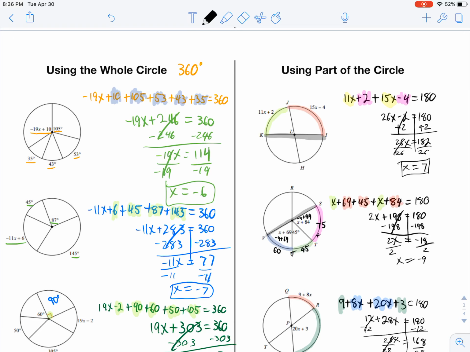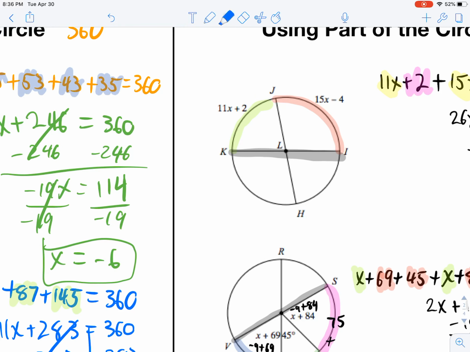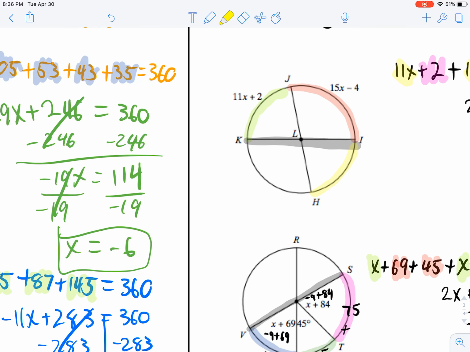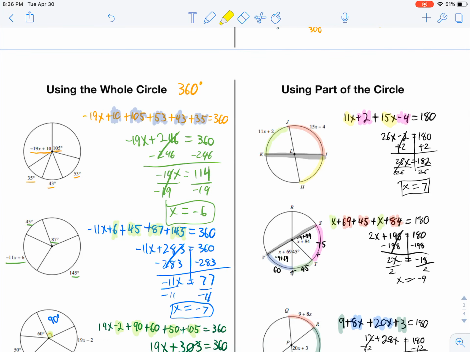Remember parts of the circle. Remember that sometimes you might come across those opposite angles, and that they're going to be equal to each other. Okay, alright, whole circles are worth 360, so you add everything up to equal 360. Parts of a circle, half circles, okay, 180 degrees, so keep that in mind.